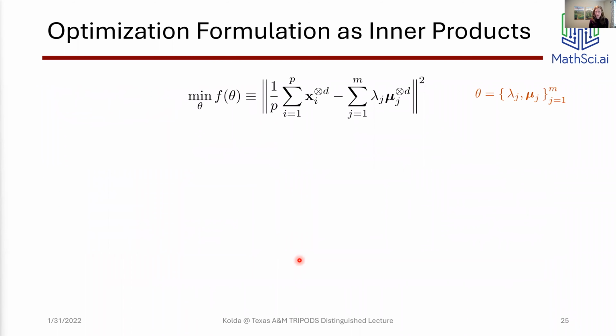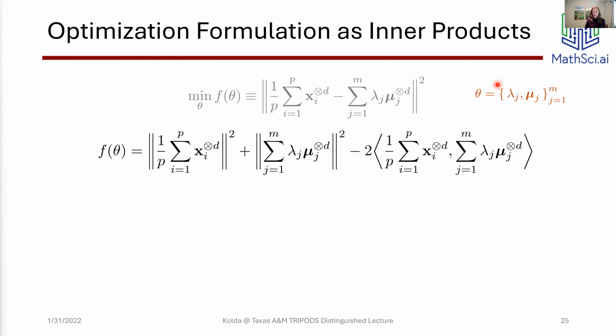So let's look at that optimization problem again. We want to minimize this function where the x's are the data and the parameters are the lambdas and the mu's. That's what we're trying to find. So let's rewrite that. Remember I said you could write it as the norm squared of the first tensor plus the norm squared of the second tensor minus 2 times their dot product. That's what we did in this first line here. Then this first term only depends on the data. It doesn't involve any of the optimization parameters. So we just set that equal to a constant that doesn't affect the optimization.